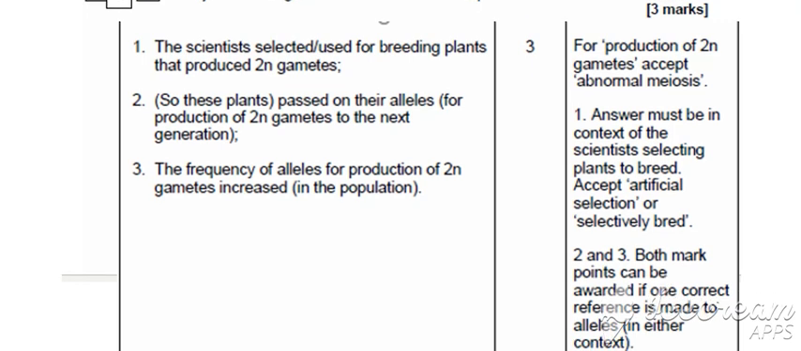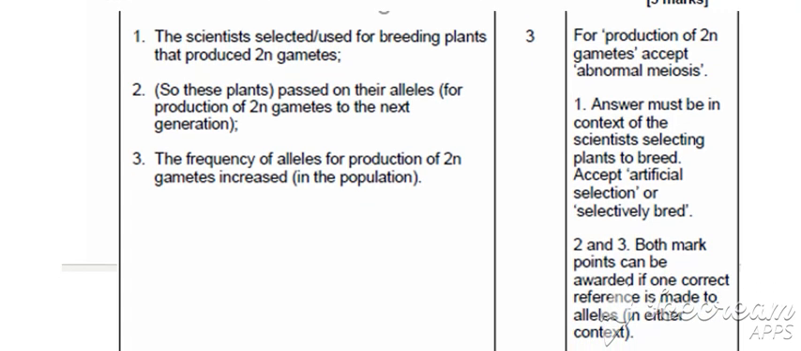You can also gain a mark if you have the converse of the answer. So you've talked about it in terms of the plants that did not produce the 2N gametes, because these were selected against. So therefore their alleles were not passed on to the next generation, and the frequency of these alleles then started to reduce.